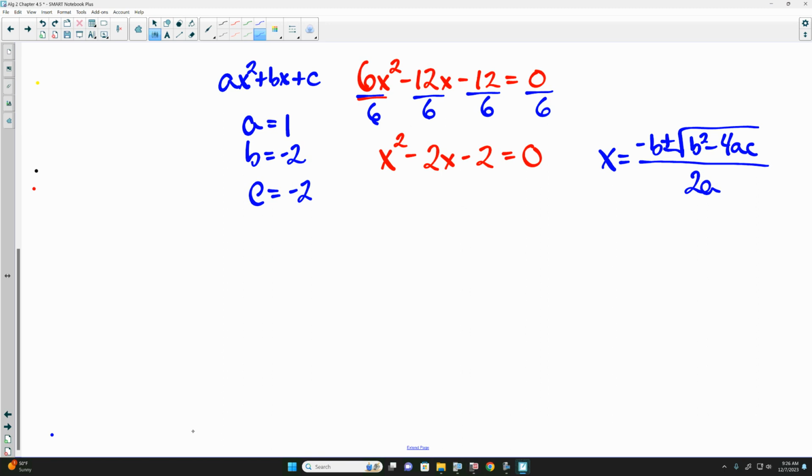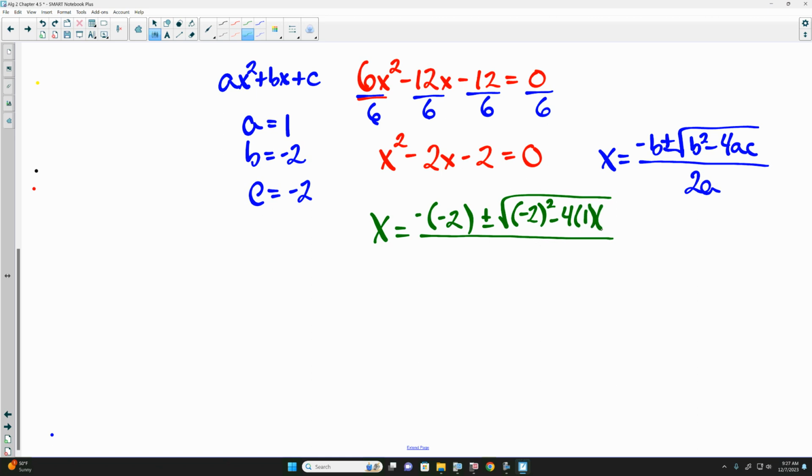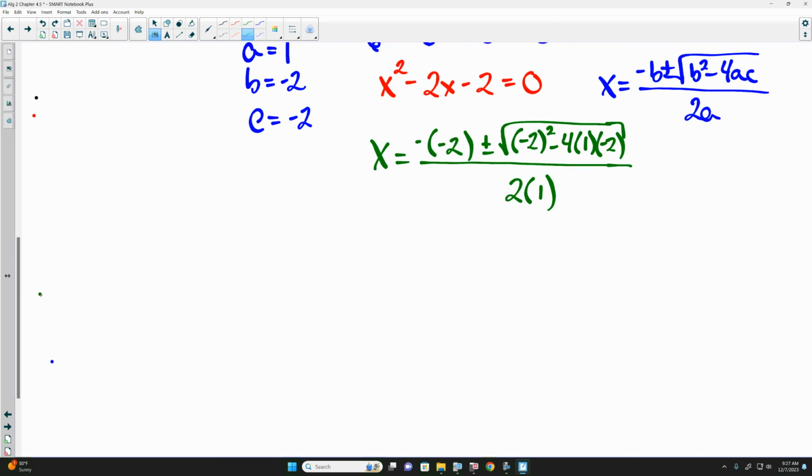Let's go back over here. X is equal to negative b. Well, that'd be negative negative 2, or we could say it's just 2, plus or minus square root of b squared minus 4 times a, which is 1, times c, which is negative 2, all over 2a, 2 times 1. As we just said a minute ago, our negative b is 2. The denominator, 2 times 1 is 2.